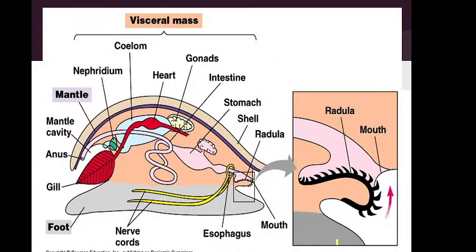I will show you the diagram here. This is the radula which we are discussing. So we have the visceral mass, we have the mantle which is the outer layer, and we have the foot region also. In the visceral mass we have the heart, intestine, everything is present.